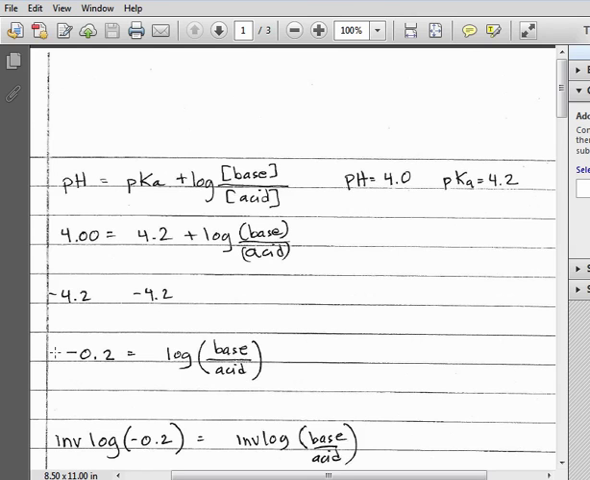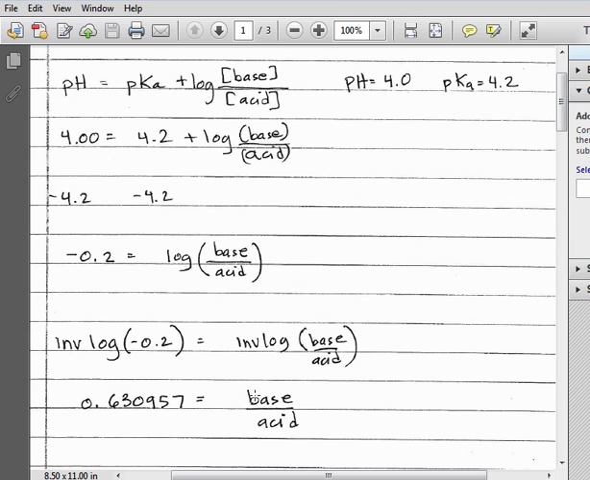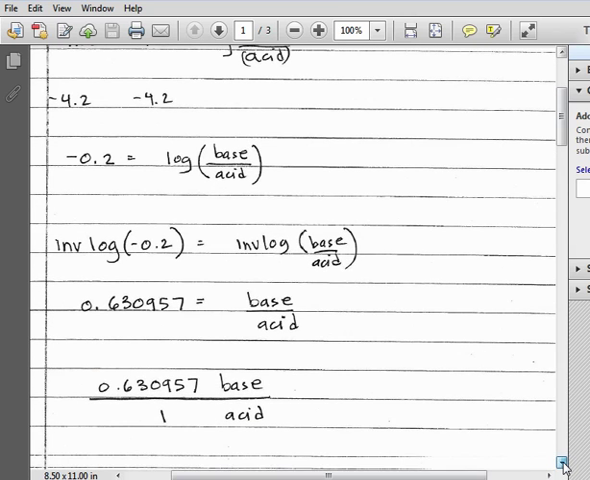So what I want to do is take the inverse log of both sides of my equation. I'm going to take the inverse log of negative 0.2 and the inverse log of the base to acid ratio. I forgot to include right here that I should be taking the inverse log of the log, and that will then give me the concentration of base to acid. The inverse log of negative 0.2 is 0.630957. That's what my calculator tells me. So what this means is my concentration of base to acid must be 0.630957 to 1.